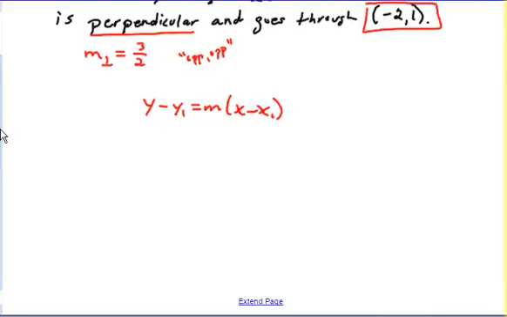So let's plug in. Let's see. That's x and y. I'm going to say y minus 1 equals 3/2 times x minus negative 2. Is that what you guys got?